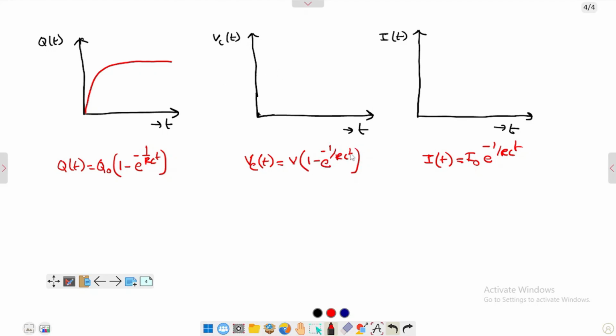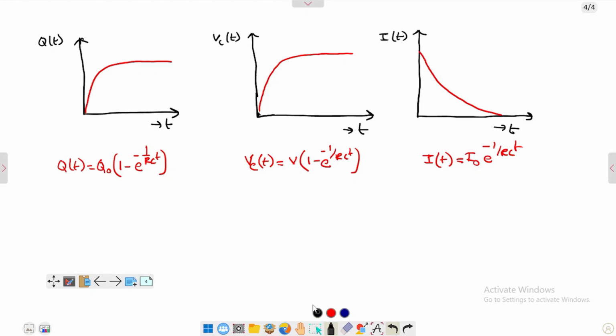And if I plug in t equal to infinity, this becomes e to the power minus infinity, which is 0. So the final value will be V. In this case, the final value will be I0. So it comes like this and it steadies. Here, if t is 0, I get the maximum value. If t is infinity, I get 0. So it will start from the maximum and come back to 0.